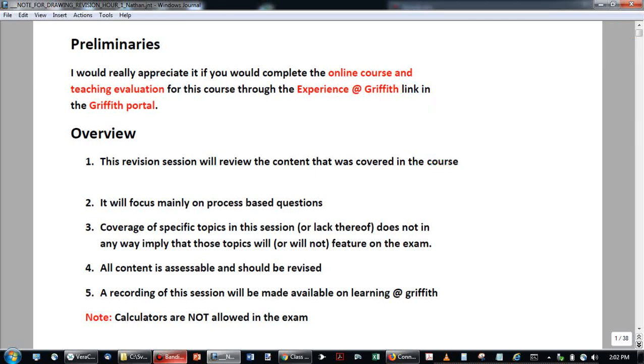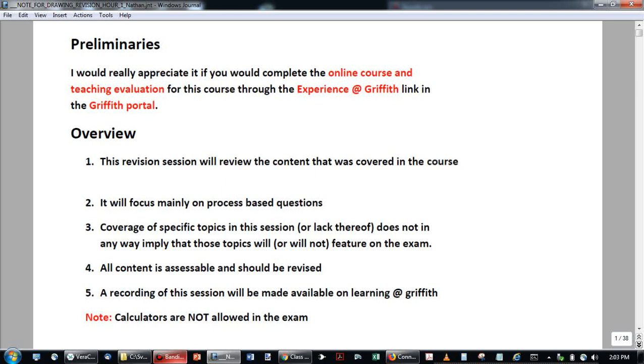We're looking now at the revision lecture, and before we start, let me talk a little bit about the idea for this session. It will review the content that was covered in the course. It will focus mainly on the process-based questions. There can be other kinds of questions like definitions and short answer questions, so they're certainly going to be in the exam in some sense, but for this particular session, we're going to look at the things where we actually work stuff out.